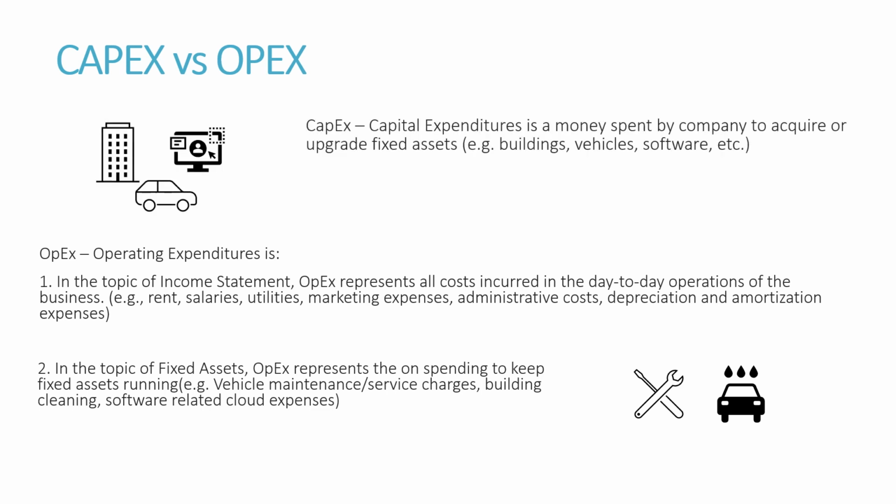On the other side, also in the topic of PP&E and fixed asset, there is the CapEx. CapEx, which stands for capital expenditures, represents the money a company spends to either acquire new fixed assets or upgrade existing ones. These assets can range from buildings and vehicles to software and beyond. In essence, it's investment made to expand or enhance the company's asset base.